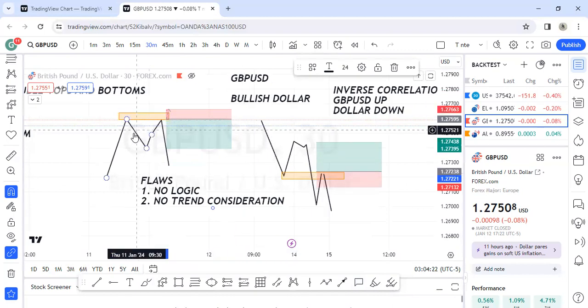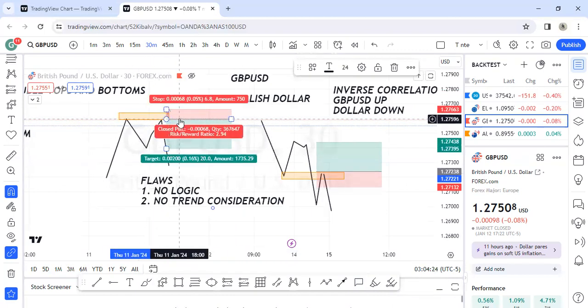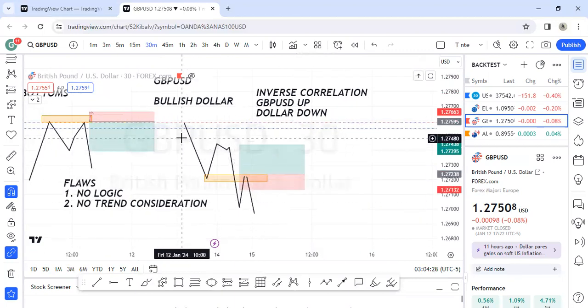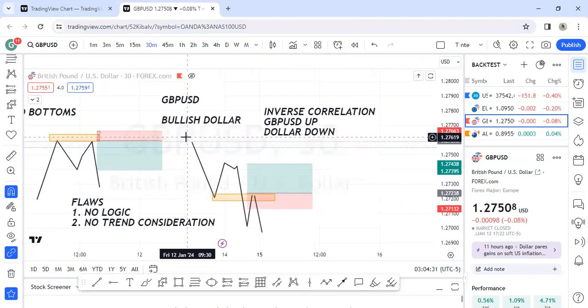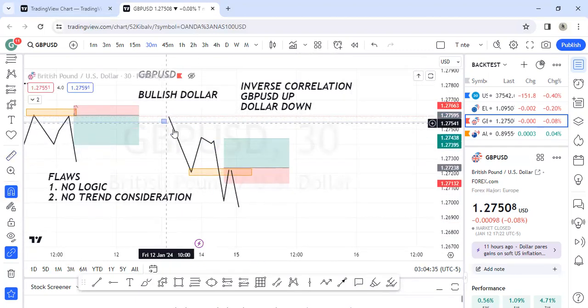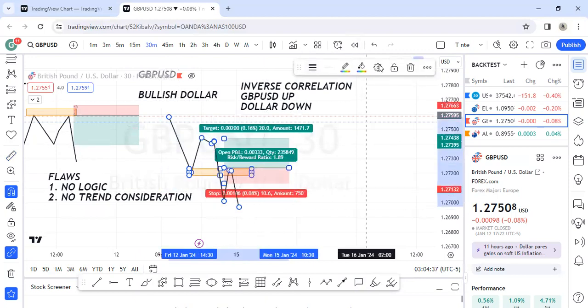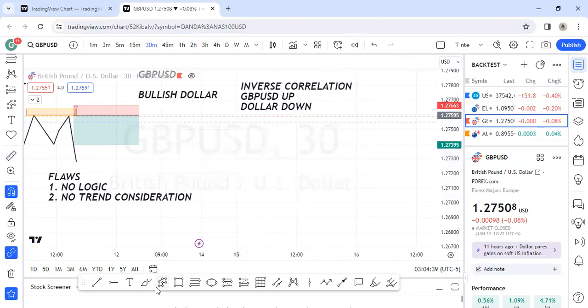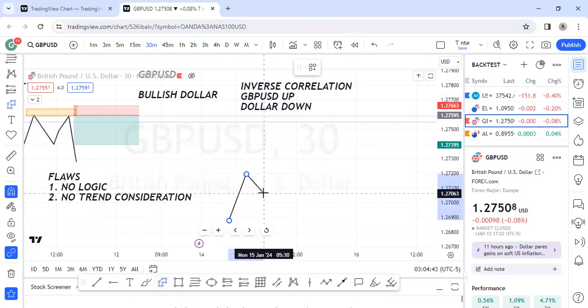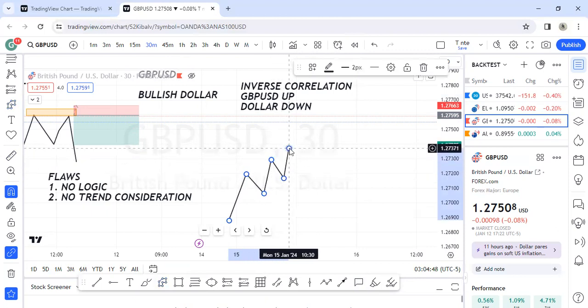If the market is bullish, they're trying to catch the top with a double top. You all know that whenever the market is bullish, you expect the market to make higher highs and higher lows. This is how a bullish market looks.